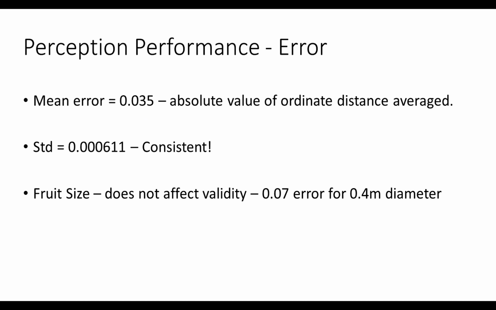This was a consistent result with an extremely small standard deviation, and we saw that whilst this mean error did increase to 0.07, it only increased for large fruits, such as fruits with a 0.4 meter diameter. It increases with fruit size, and so it's always relatively small, and so this is not an issue for us.